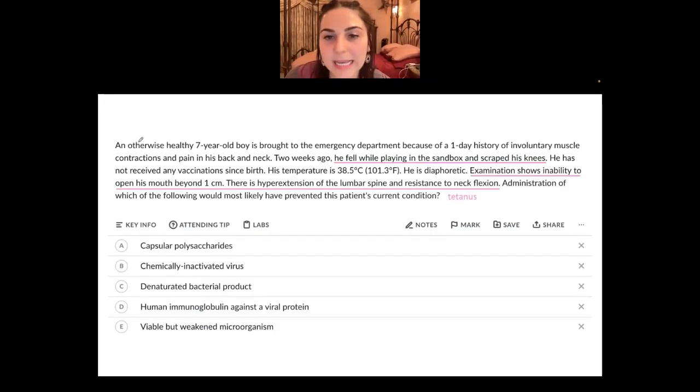Okay, so this one I gave you that this is tetanus. So this patient has tetanus. This is more of a boards question where you have to diagnose tetanus.